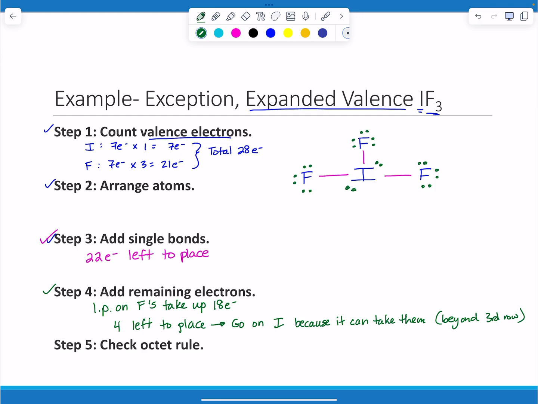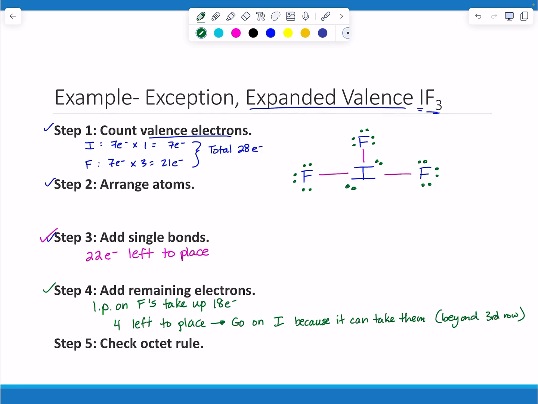All right, so now when I check my octet rule, fluorines are fine, but the iodine, how many electrons does the iodine have around it? It's got 3 bonding pairs, that's 6. And then it's got 4 more electrons, so that's 10 electrons around it. And that's okay because iodine can accommodate extra electrons.